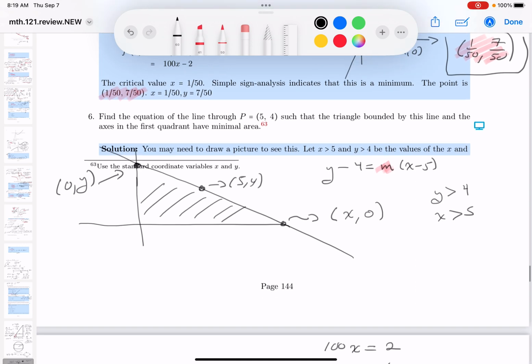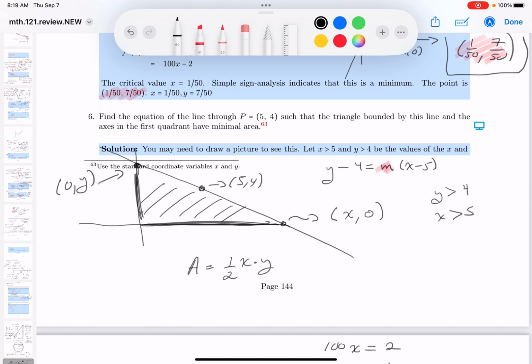And the area of this thing is pretty easy. Let me write it down for you. Area is 1/2 times the base. Well, the base is this distance over here. What's that going to be? X. And then what's over here? That's going to be the height of it, which would be y. Now, that's 2 unknowns. I want to get into 1 unknown.